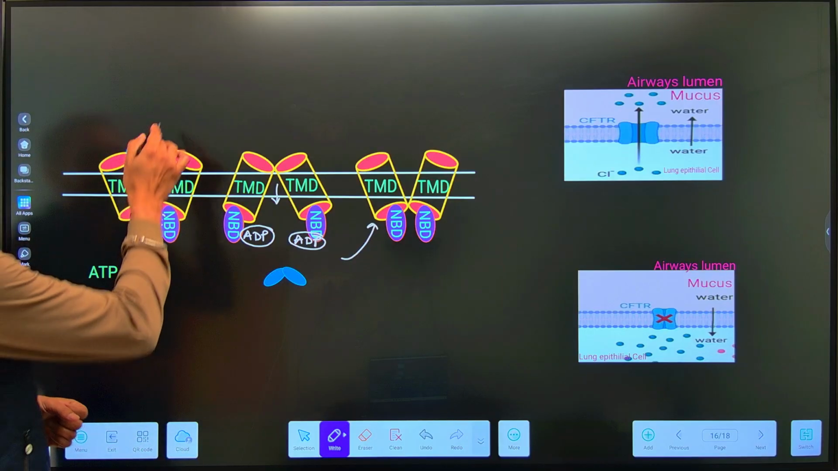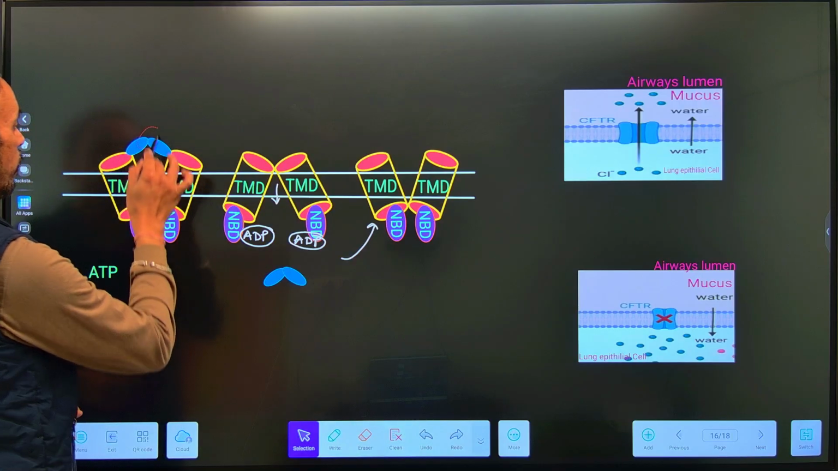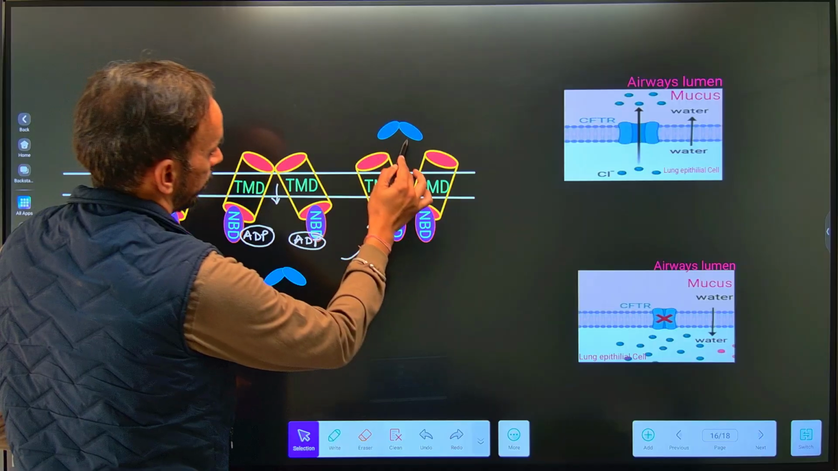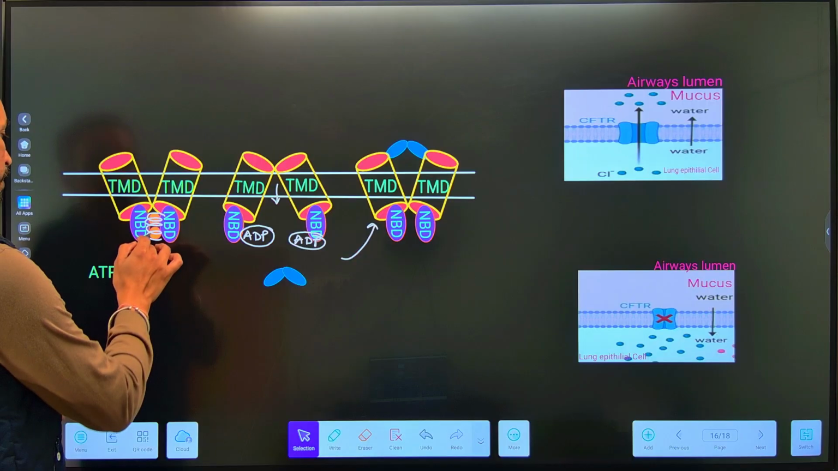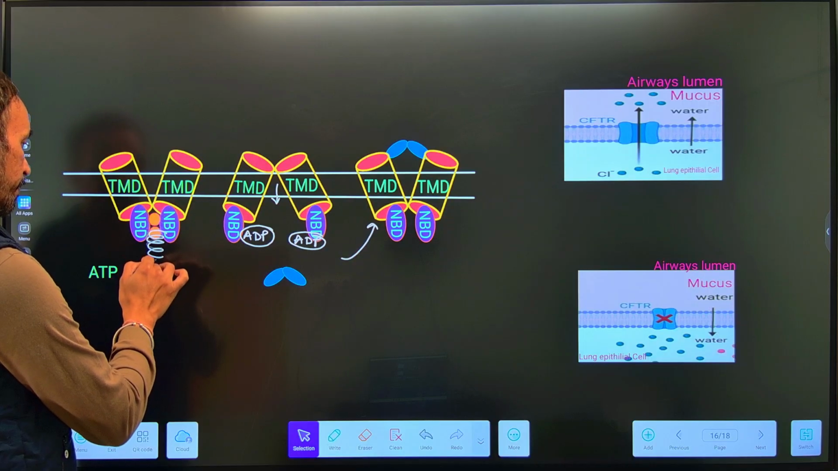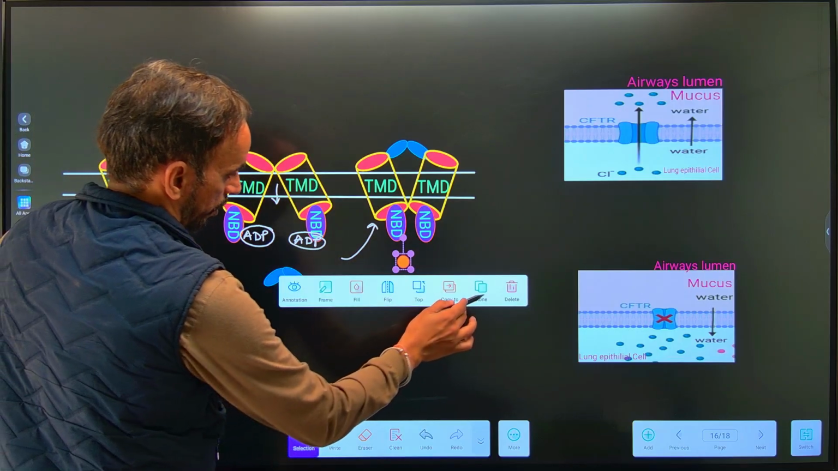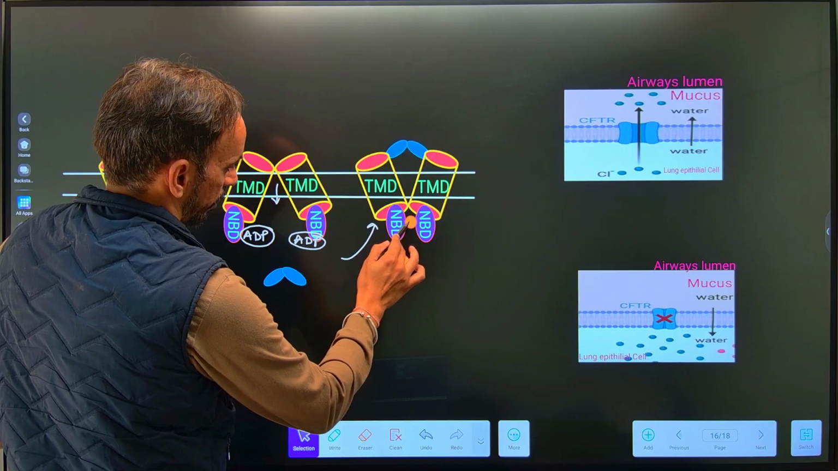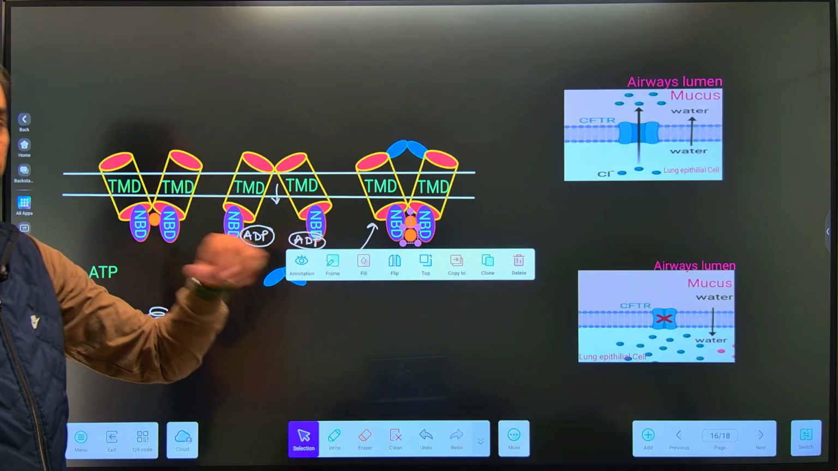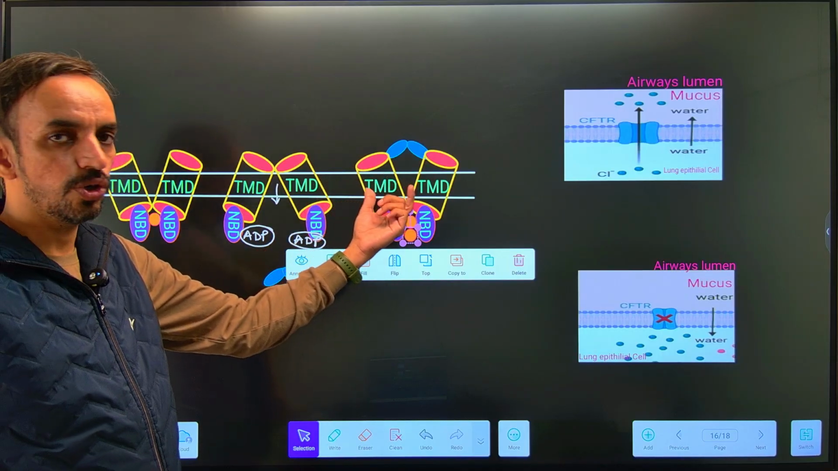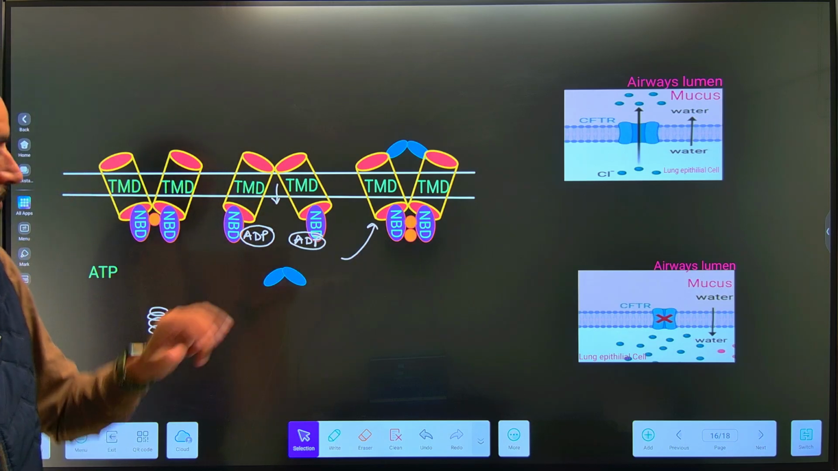Again, whenever there is a binding of some ligands onto the transmembrane domain, then there is a binding of some nucleotide onto the NBD domains. There is a dimerization of these NBD domains, which makes a conformational change in the TMD domains, and there is a transportation of the molecule towards the inner side.